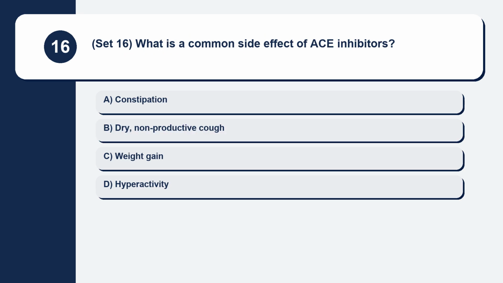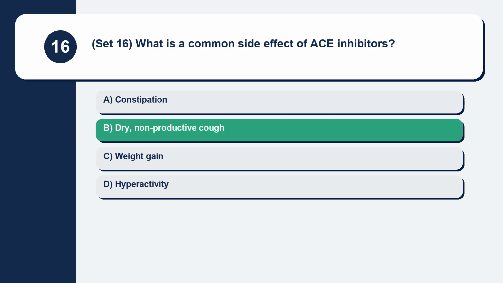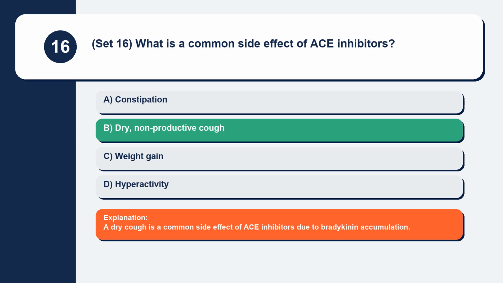Question 16. Set 16. What is a common side effect of ACE inhibitors? Constipation, dry non-productive cough, weight gain, hyperactivity. A dry cough is a common side effect of ACE inhibitors due to bradykinin accumulation.